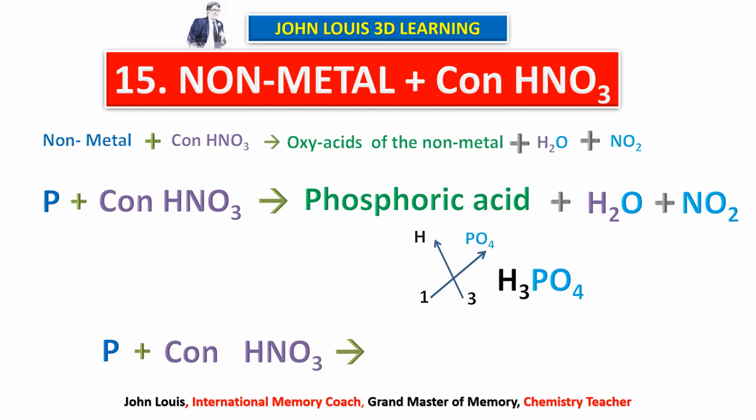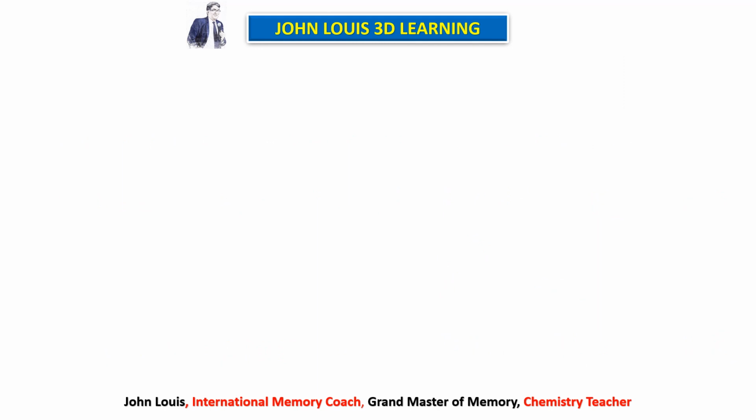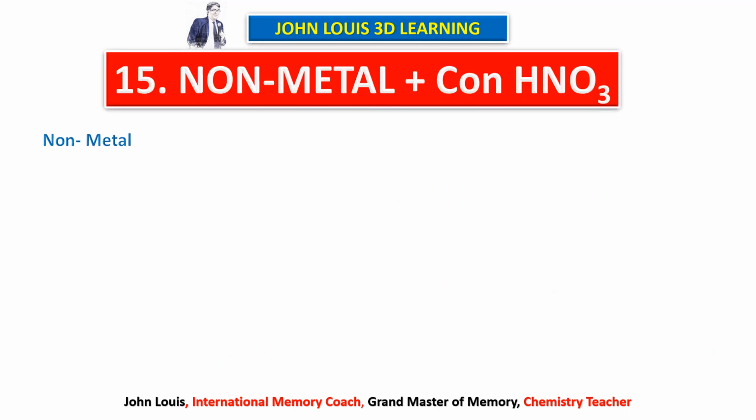Phosphorus plus concentrated nitric acid gives H3PO4 plus H2O plus NO2. If you balance this equation, you will get these numbers. Okay, hope you understood this. So let's move on to the next one. Let's see another, the last example.